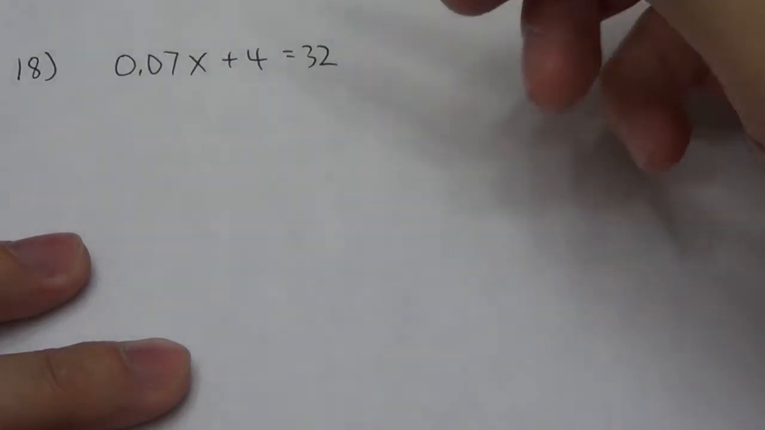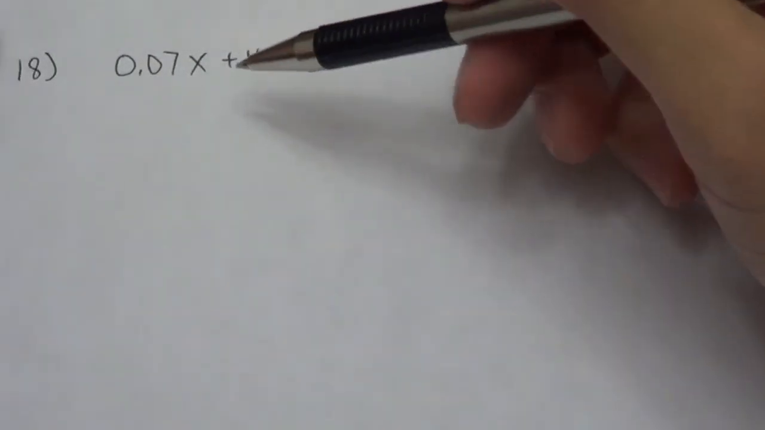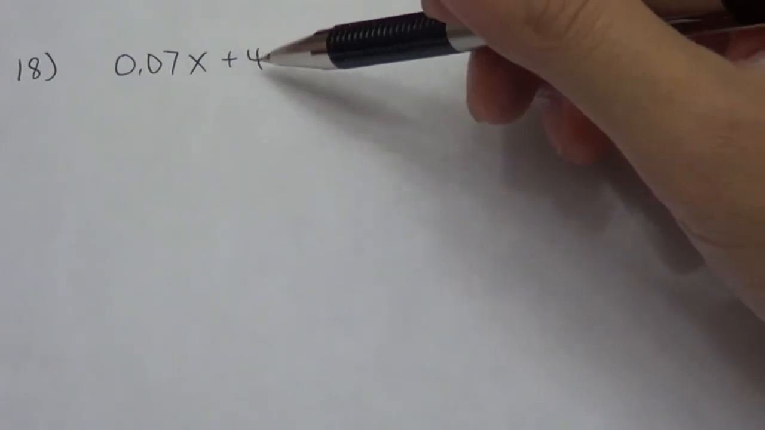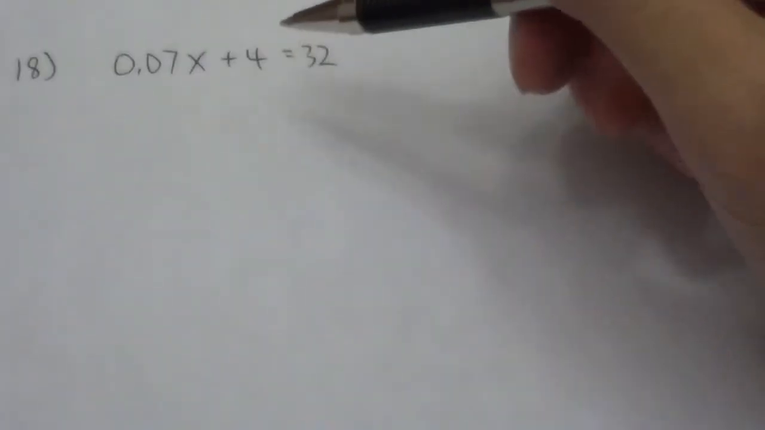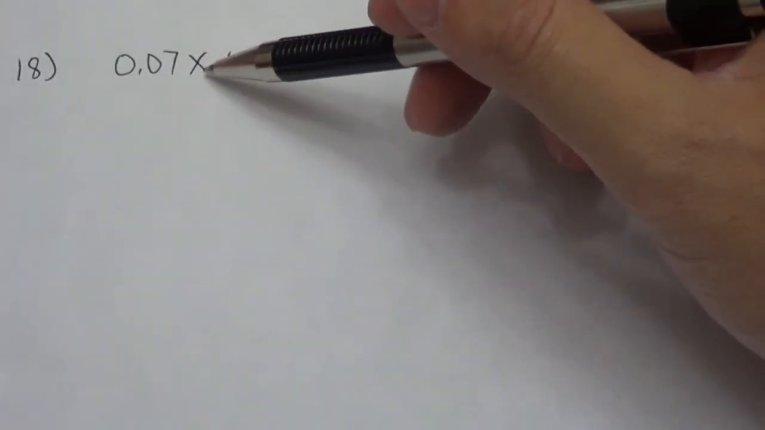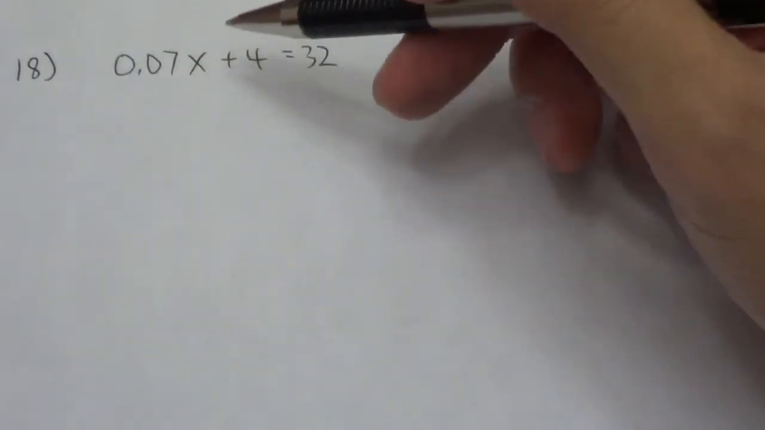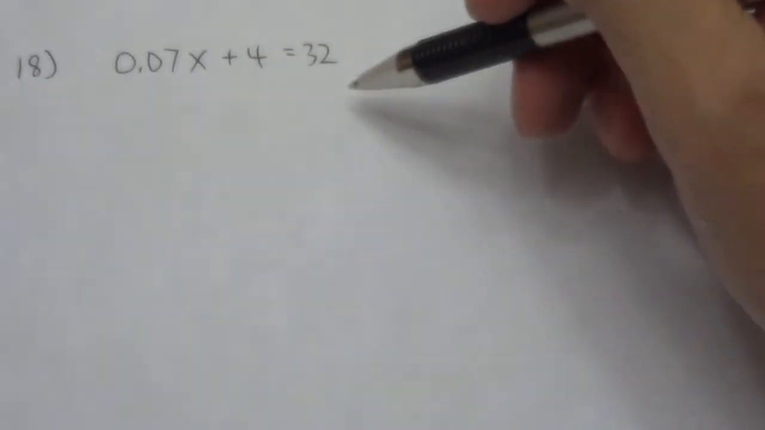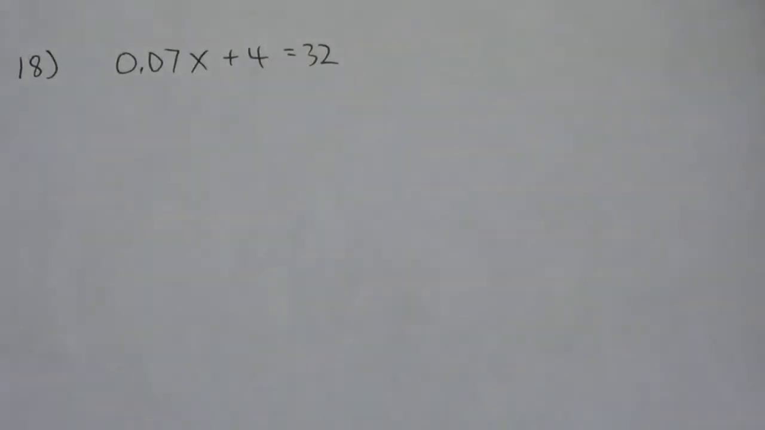Okay, number 18, we have an algebraic equation. It's a 2-step equation, meaning there are 2 things happening to the variable x. We don't know what x is and we want to solve for it. So we basically want to isolate x because that would be the easiest way to know what x is, when x equals whatever is on the other side of the equation.